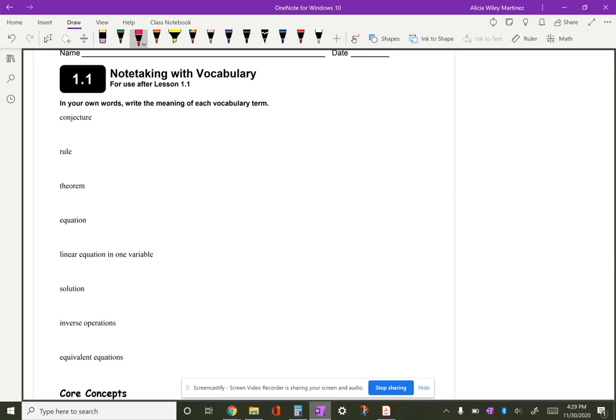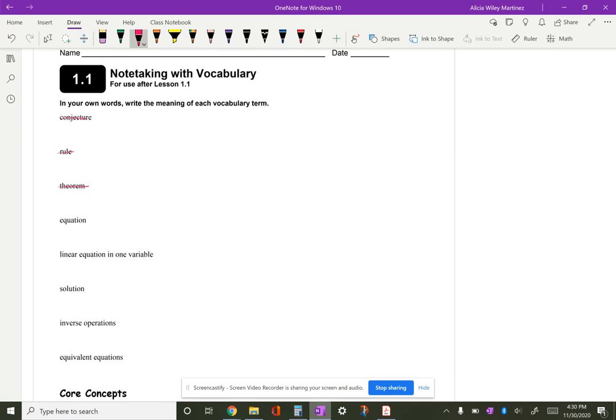Hello, Algebra 1, and this is a quick lesson on Section 1.1, solving simple equations, one-step equations. I want to just go over some of the vocabulary here. We're going to skip conjecture, rule, and theorem, and talk more about the vocabulary written down below here. So we'll be talking a lot about linear equations in one variable.